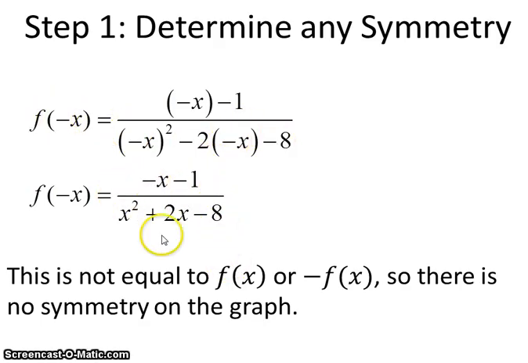And if what you get out of it is equal to f of x, or it's equal to the negative of f of x, which would just be a minus sign in front of our original rational expression there, then there would be symmetry around the y-axis or the origin respectively. But in this case, this is not equal to either of those two, so we don't have symmetry on this graph.